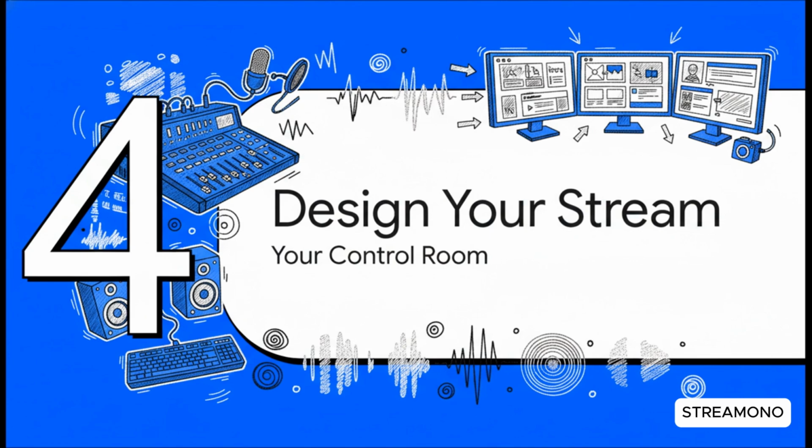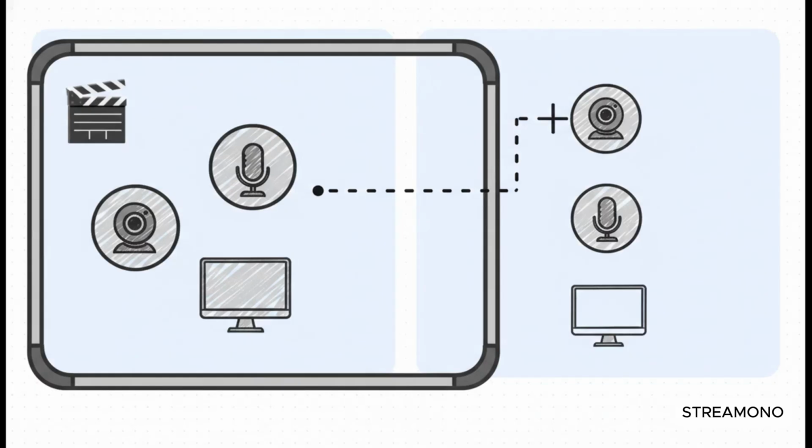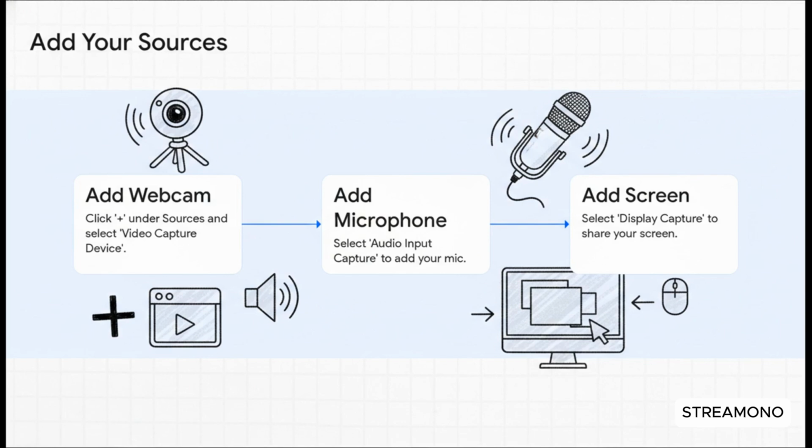With the techie connection made, it's time for the really fun part: designing what your audience is actually going to see. So, welcome to your new control room. The two most important ideas to get in OBS are scenes and sources. A scene is like a complete screen layout. You might have one for your intro, another for your gameplay, and maybe one for a be right back screen. The sources are the individual ingredients inside that scene, like your webcam video, your mic audio, or your screen share. To add your gear, you just click that little plus icon under the Sources box. Choose Video Capture Device to add your webcam, then Audio Input Capture for your microphone, and Display Capture to share your screen. You can literally just drag and resize them, kind of like you would in Photoshop.